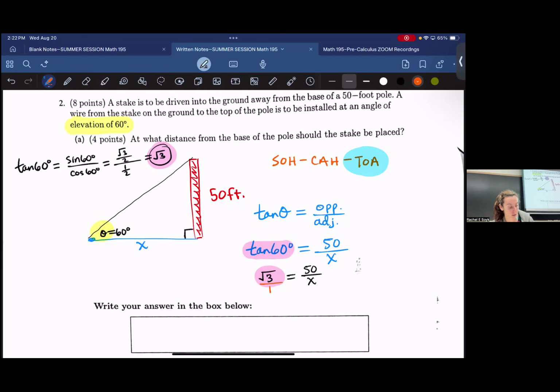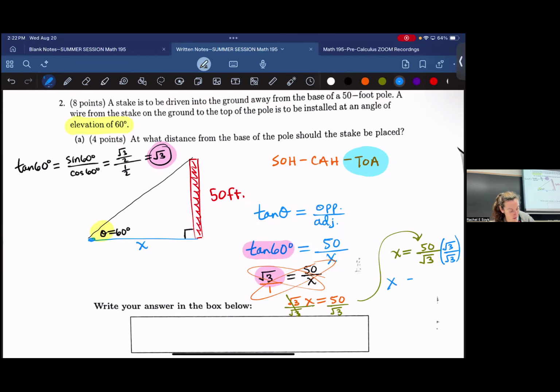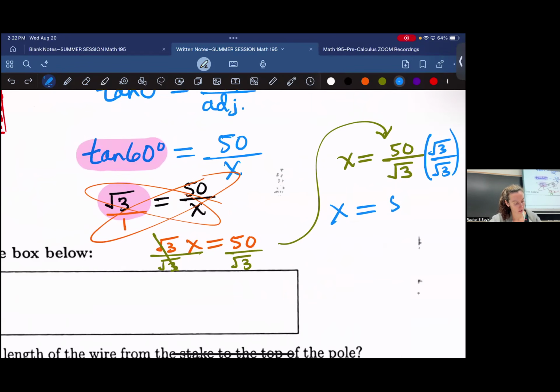Let's go ahead and cross multiply. We get square root of 3 times our x is equal to 50. And then let's divide both sides by that square root of 3. And so we get x is equal to 50 over square root of 3. And last but not least, we got to rationalize this denominator by multiplying by square root of 3 over square root of 3. So our x value is 50 square root of 3 over 3 feet.